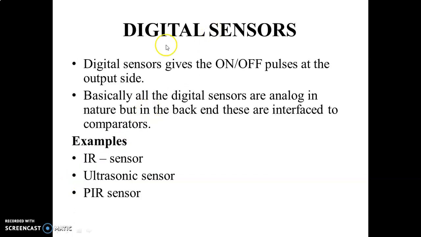Then moving on to the digital sensors. A digital sensor gives on-off pulses at the output side. Basically all digital sensors are analog in nature, but in the back end they are interfaced with comparators. The examples are the IR sensor, ultrasonic sensor and PIR sensor.